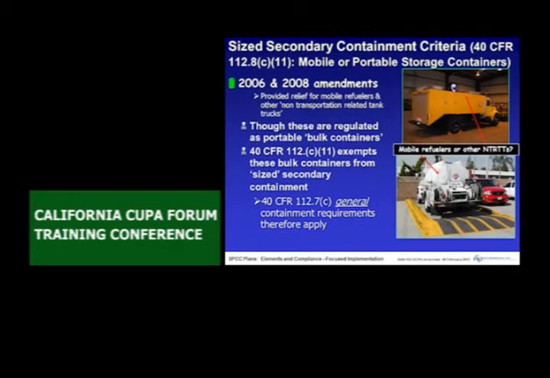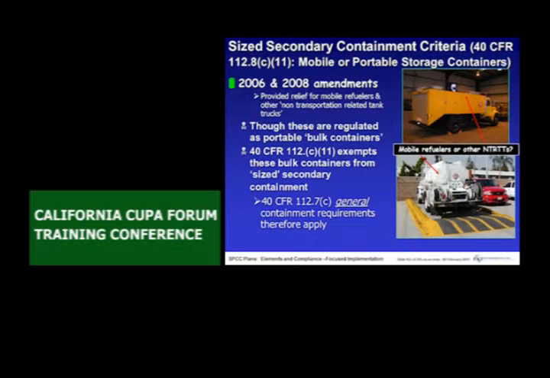Anyway, for mobile refuelers, non-transportation related tank trucks, sized or general? General. So these guys have some small drive on, drive off. This is inside a building. They have really heavy duty drive over 1-inch containment, the roll up doors. So general can be allowed for a truck that may be used maybe once or twice a week and not attended, versus a mobile refueler or other non-transportation related tank truck.